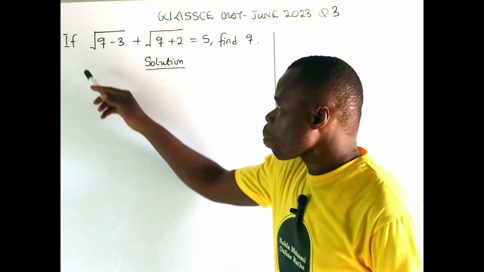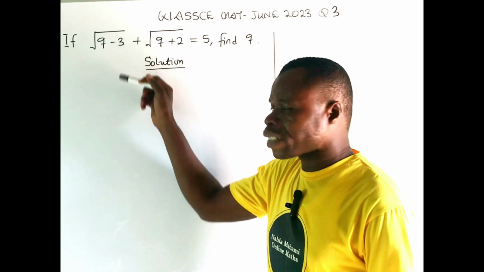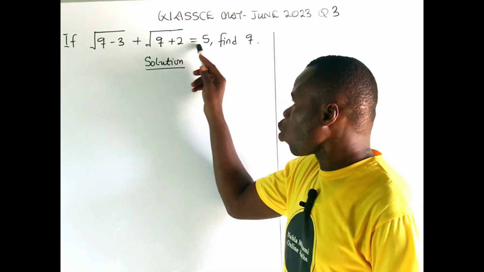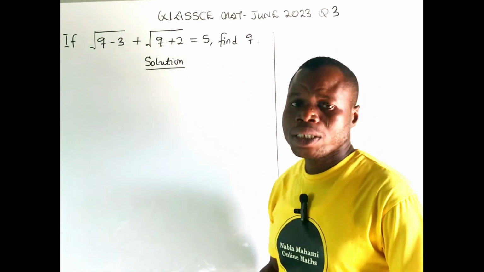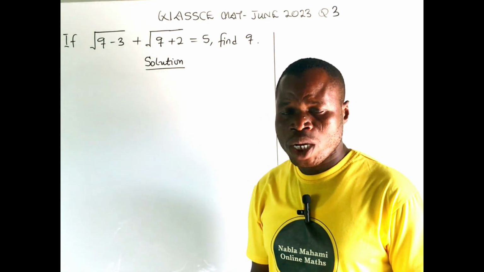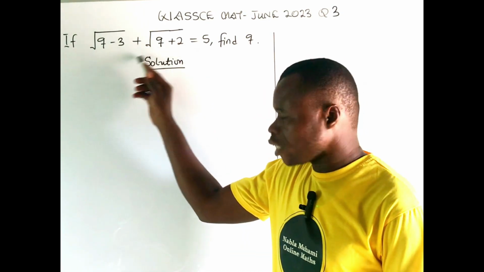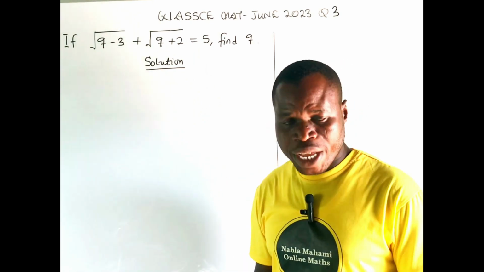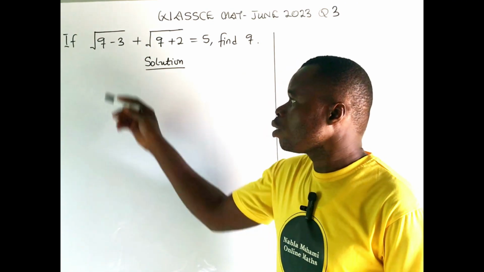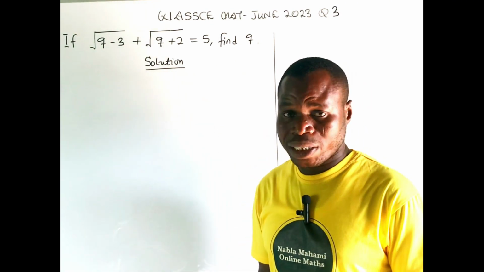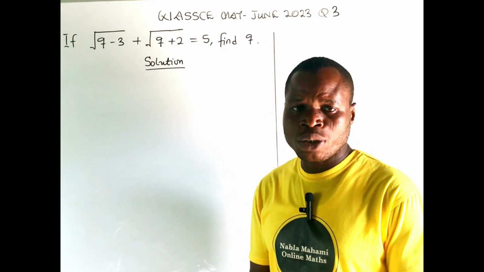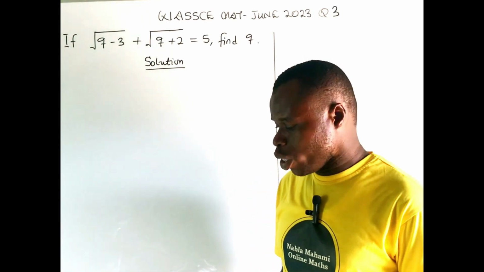The question says that if square root of q minus 3 plus square root of q plus 2 equals 5, find q. It means that we have to solve for the value of q by using this equation. The equation that we have there is a radical equation, because of these square root signs. So to solve it, we have to use the rules that we normally use to solve radical equations.